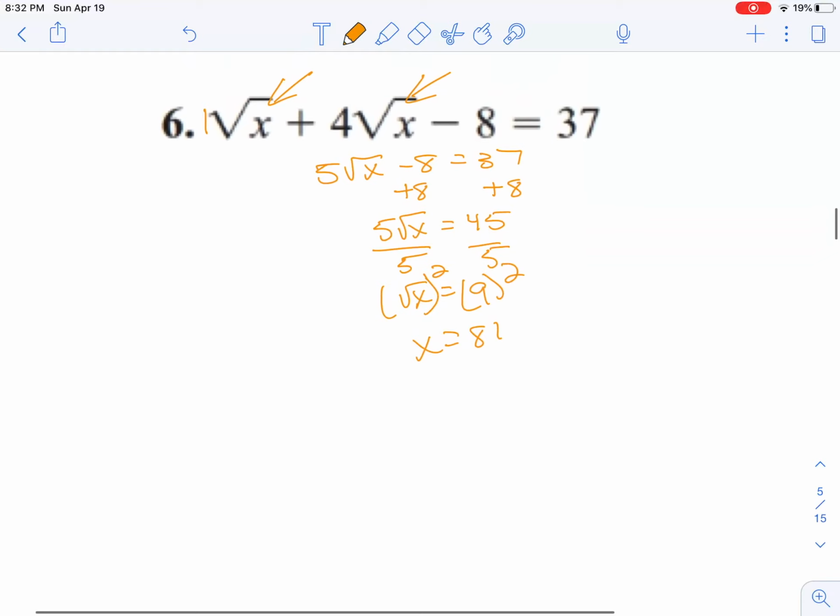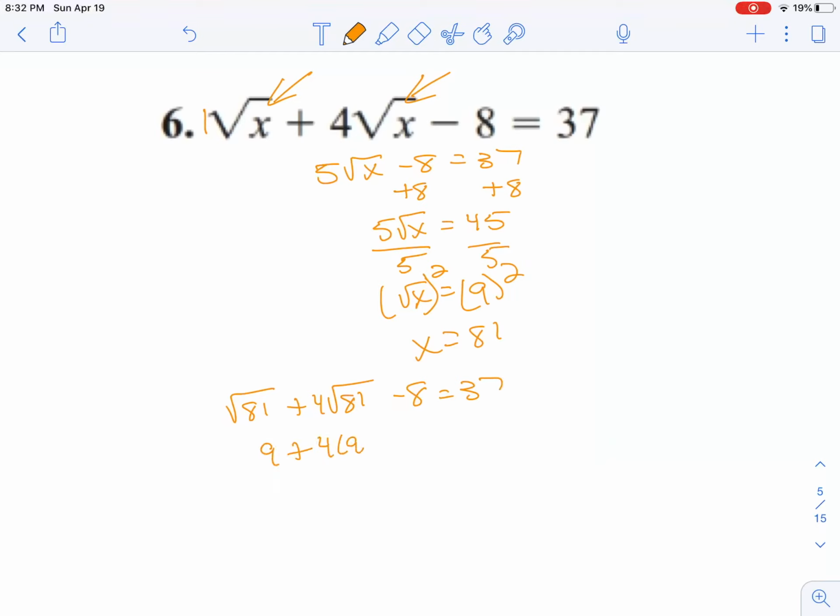So let's check it into the original. So the square root of 81 plus 4 times the square root of 81 minus 8 equals 37. Well, that's 9, and that's 4 times 9. So that means 9 plus 36 minus 8 equals 37, and that's a check. So that wasn't too bad, right?